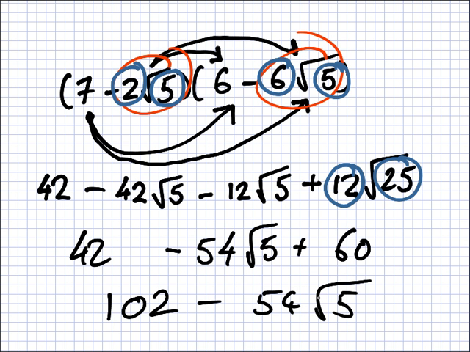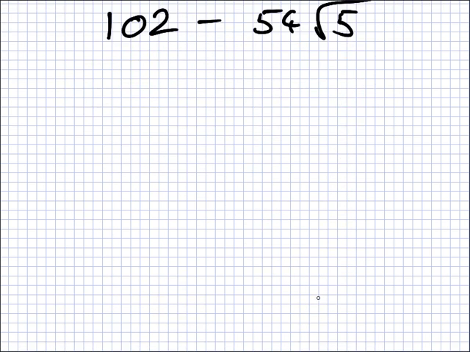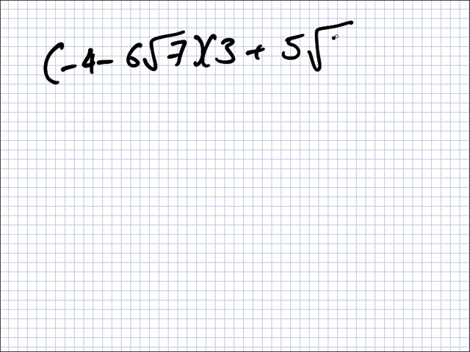Okay, did you all write that down? So, can I scroll down? Yeah. So the next one I want you to try is C. So give this one a try. Minus 4 minus 6 root 7 times 3 plus 5 root 7.